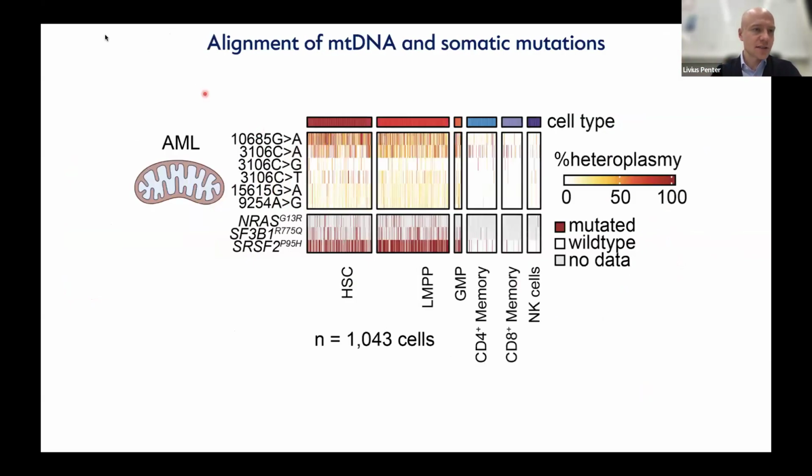Now, how do mitochondrial DNA mutations align with somatic mutations? Here I'm showing you recipient cells from a patient who relapsed after transplant, and we're looking at mitochondrial DNA mutations and somatic mutations. And I think it's pretty clear that the alignment is very high. So it's nice because the mitochondrial DNA mutations actually give you similar insights into the leukemia as somatic mutations. And at the same time, the information is not the same. There are some nuances.